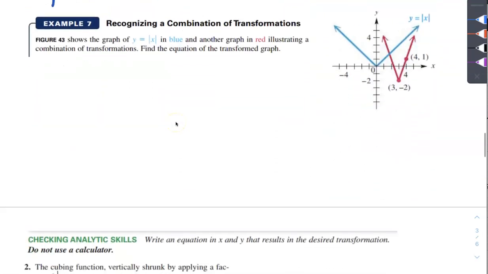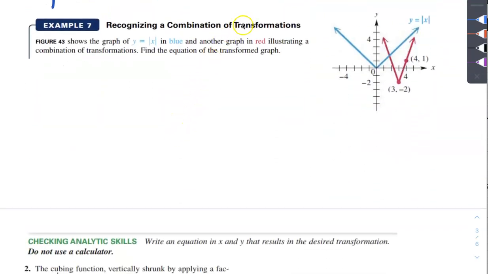Next one. Recognizing a combined transformation. This shows a graph of the blue one, which is the original y equals absolute value of x. And then we have a red one here that does some combination of shifts. They want us to find the equation of the red one. First thing I'd like to find out is how did it shift? We normally start at 0, 0. We went to right 3 and down 2.